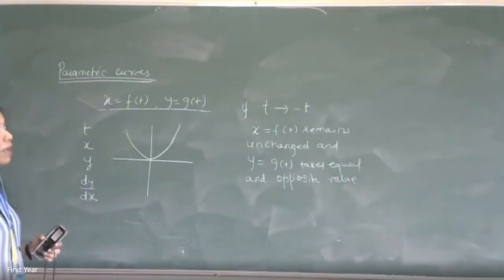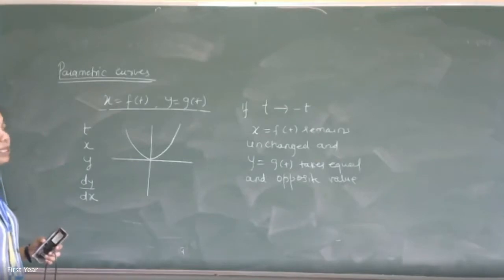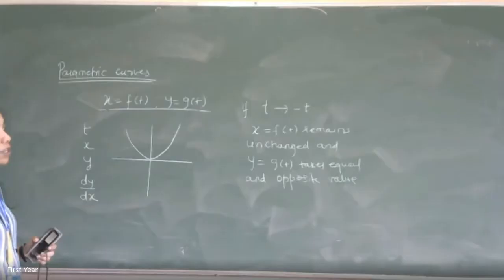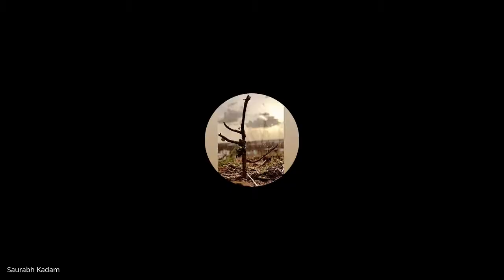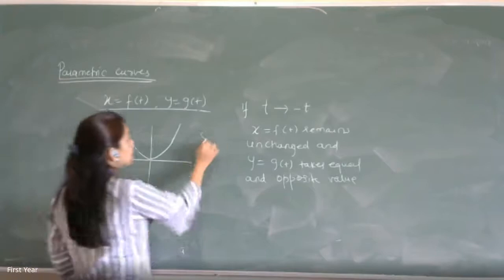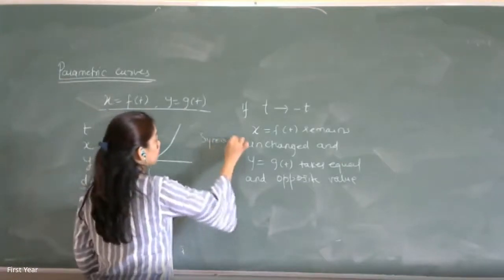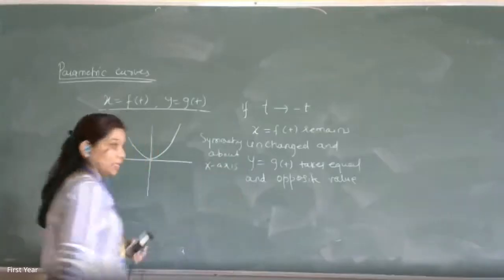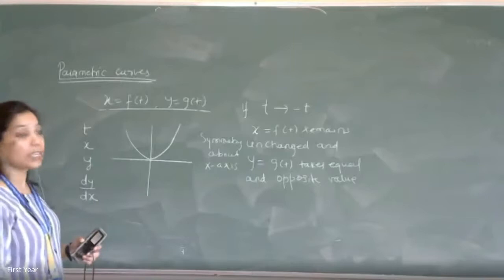When I replace t by minus t, x is remaining same, means x is an even function. And y is taking equal and opposite value, means y is an odd function. So this is the equivalent condition for symmetry about x-axis.